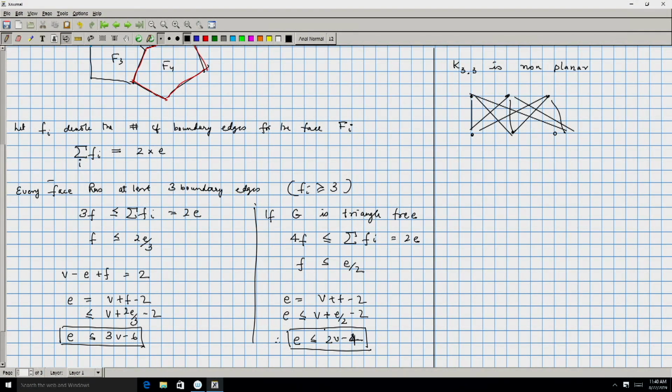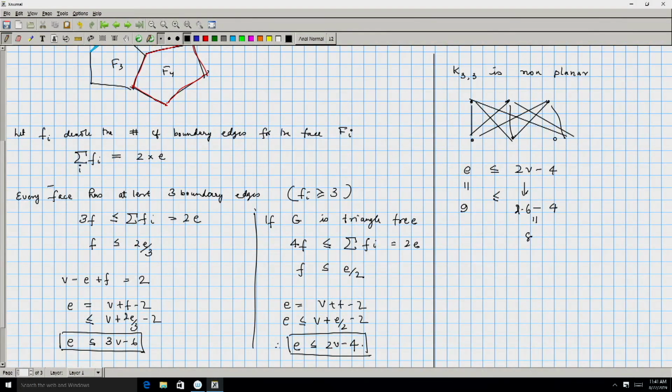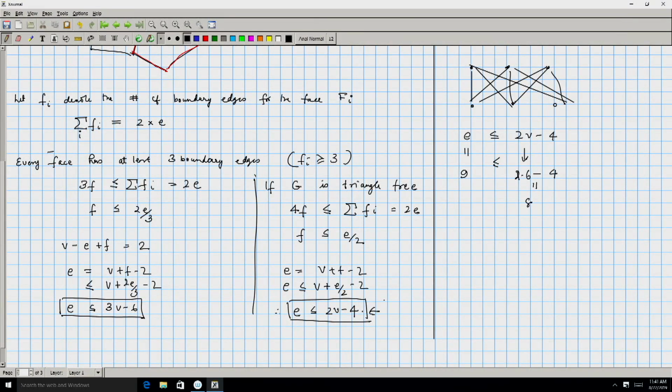If we substitute in e is less than or equal to 2v minus 4, e is equal to 9 and should be less than or equal to 2 times v minus 4, that is 2 into 6 minus 4, that is equal to 8. So, 9 must be less than or equal to 8. If K33 was planar, it must satisfy this particular relation, because K33 is a bipartite graph, it is triangle free, and therefore, this condition applies, and if it applies, then 9 should be less than or equal to 8, and that is not the case. So, we have our contradiction.